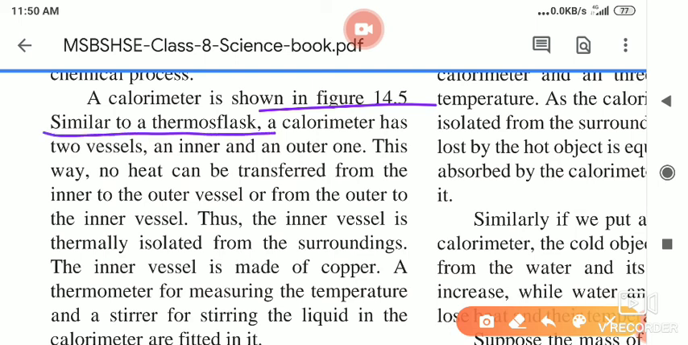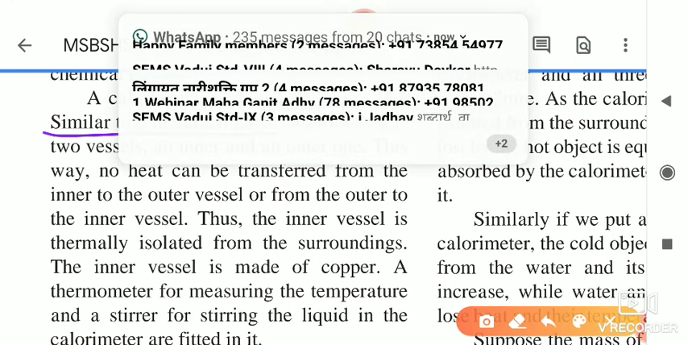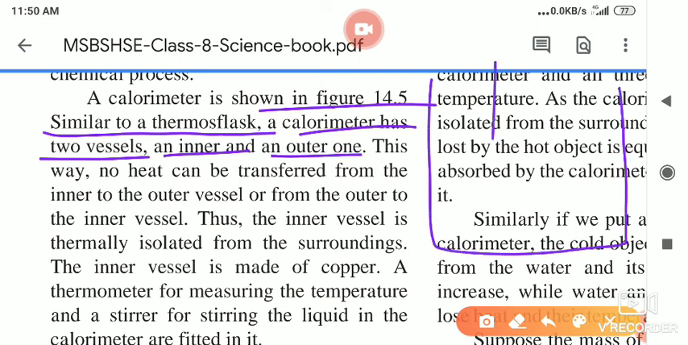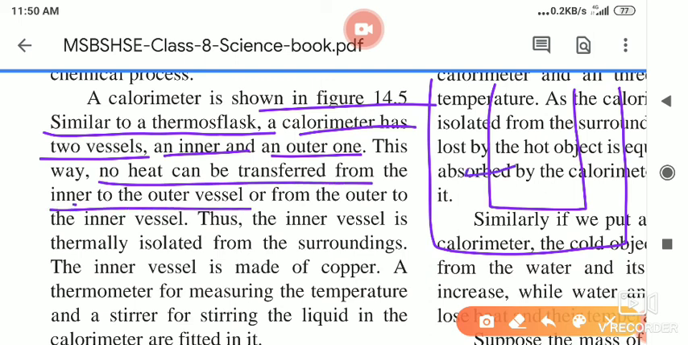As you know, a thermos flask keeps hot things hot for 24 hours and cold things cold for 24 hours. This type of construction is there, and I think its construction was covered last year for you. A calorimeter has two vessels, as I just told you, inner and outer. This is the outer vessel and this is the inner vessel. This way no heat can transfer from the inner to the outer vessel.